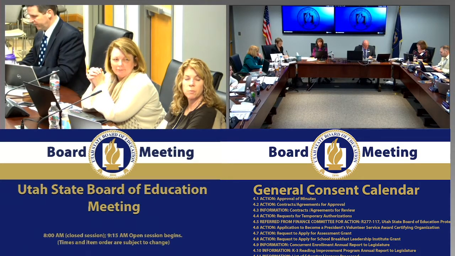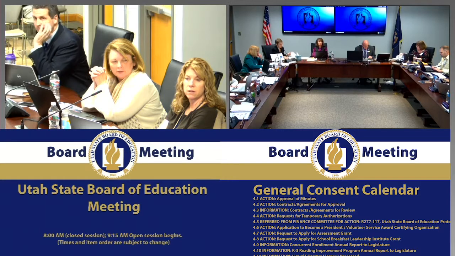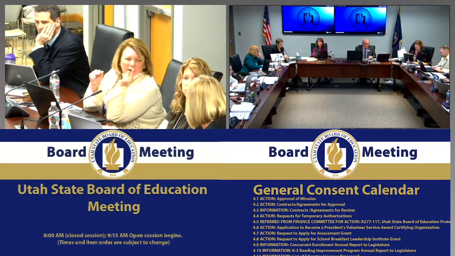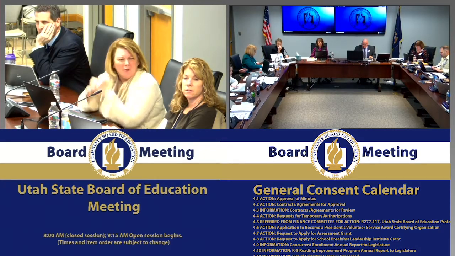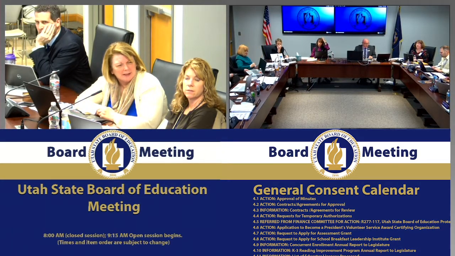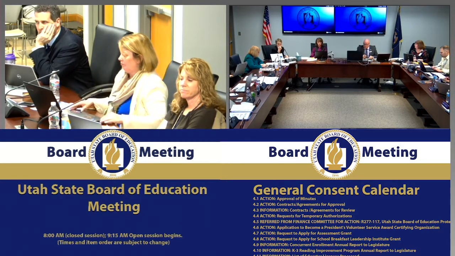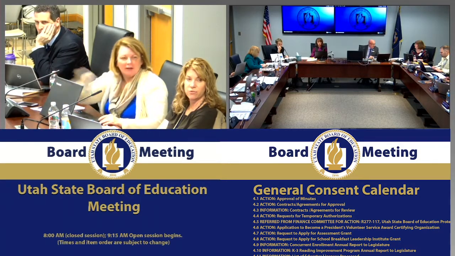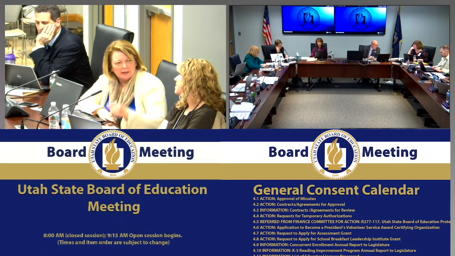Right now we're going to go to item number 4, action on the general consent calendar. At this time, if board members have any item that they want pulled off of the consent, do that, then we'll approve the calendar, and then we'll have you speak to that particular item. If you pull a number, we just reference it from our agenda, 4.1, 4.5, whatever it is.